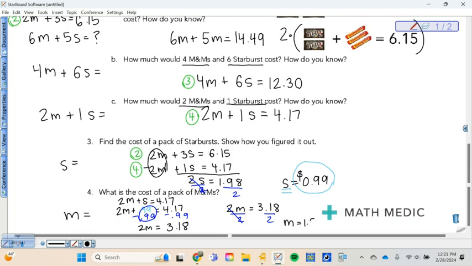Yeah, $1.59. Okay? Clear? Let's look at the other side and take some notes together.